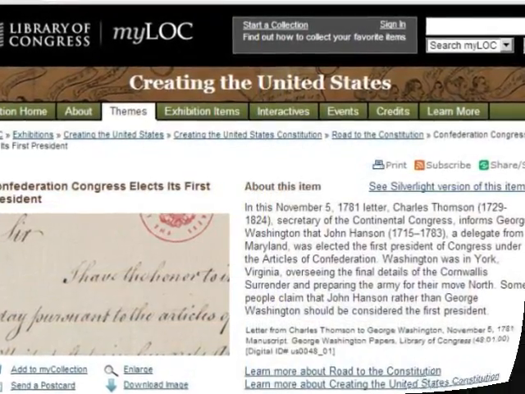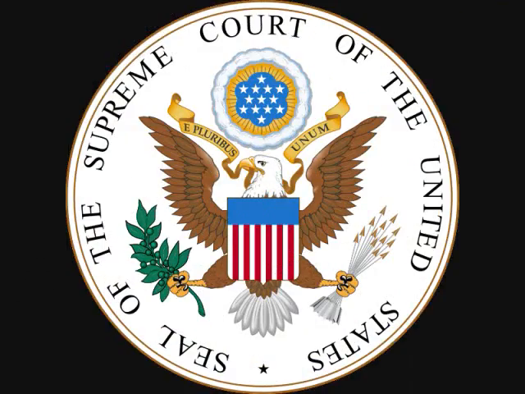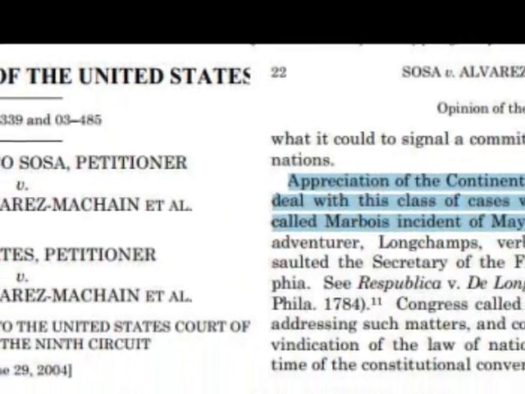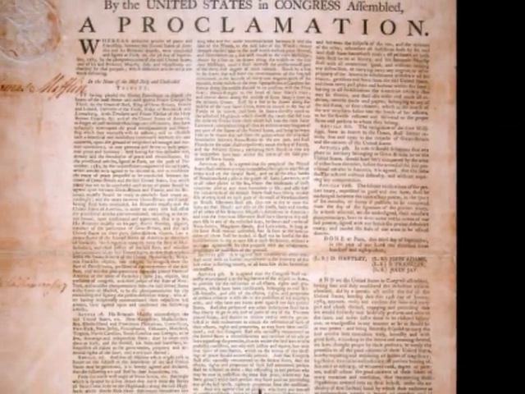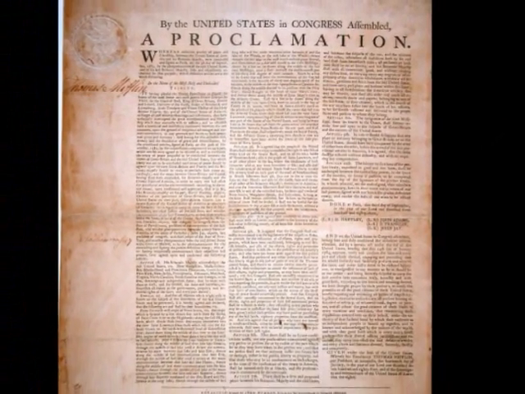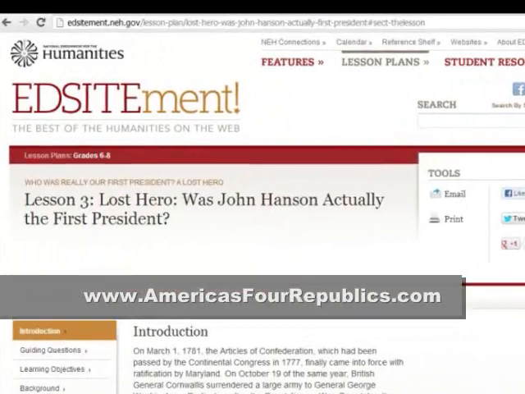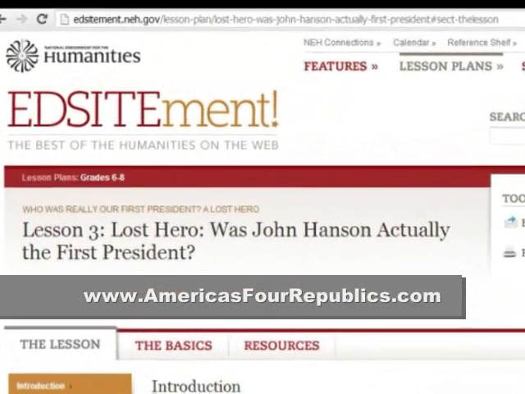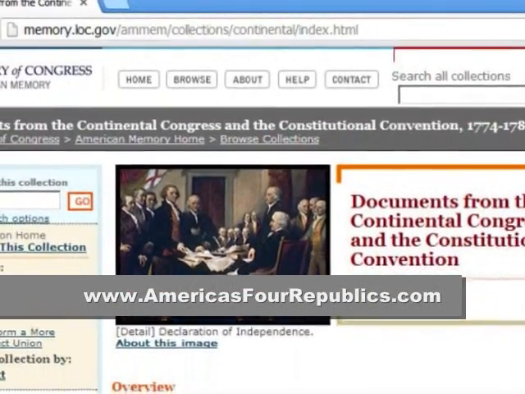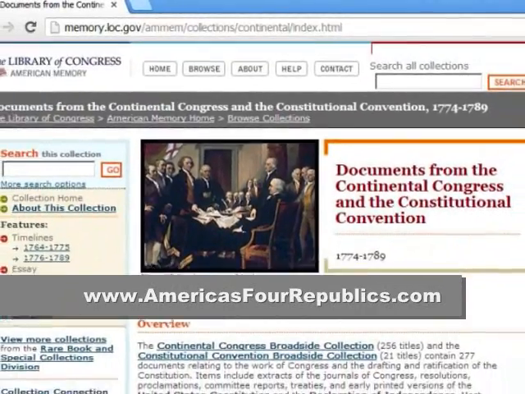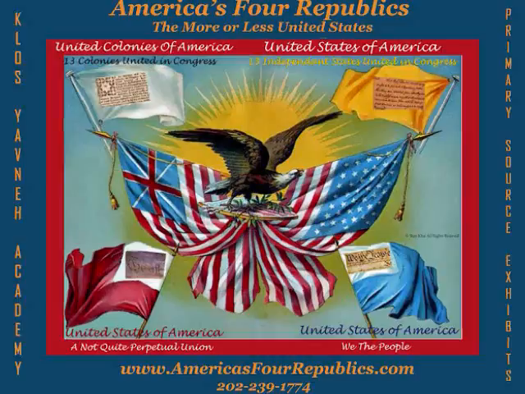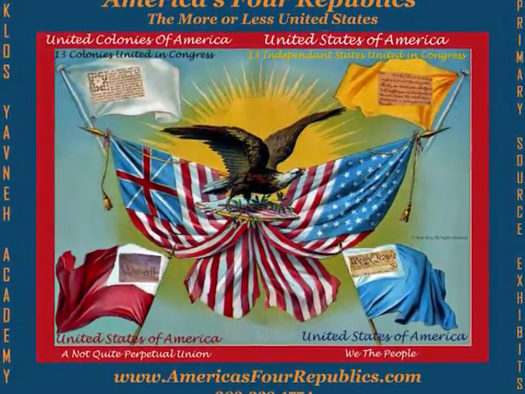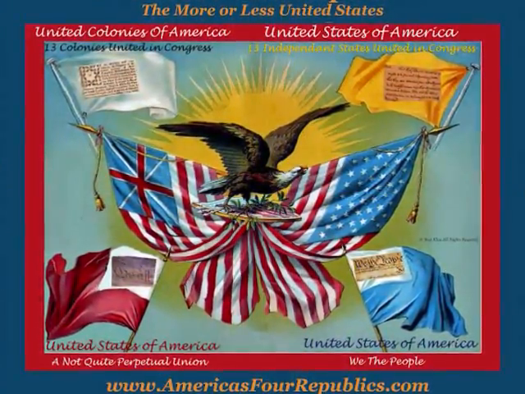Even the U.S. Supreme Court, in its opinions, does not recognize a difference between the Continental Congress and the Articles of Confederation's constitutional government, the United States in Congress assembled. These misunderstandings stem from the failure of historians and politicians to establish a sound framework and nomenclature for the early United American republics that eventually formed the current Republic of the United States of America.